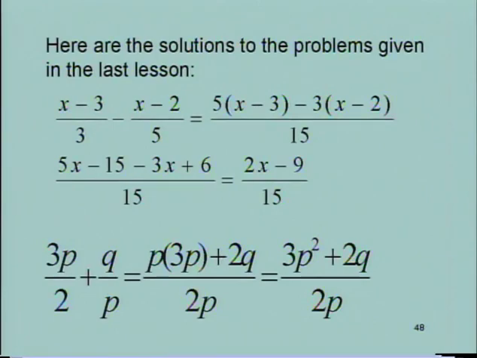The other example, 3p over 2 plus q over p. The LCM of 2 and p is 2p. So the first fraction, 2 into 2p is p. So it's p times 3p plus p into 2p is 2. 2 times q is 2q. The first term in the numerator can be cleared to be expressed as 3p squared plus 2q, all divided by 2p.